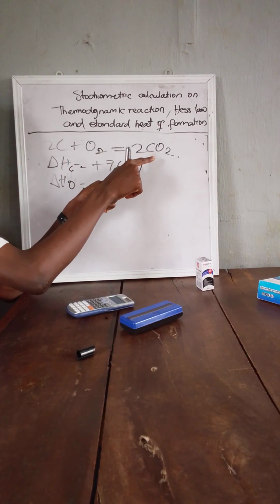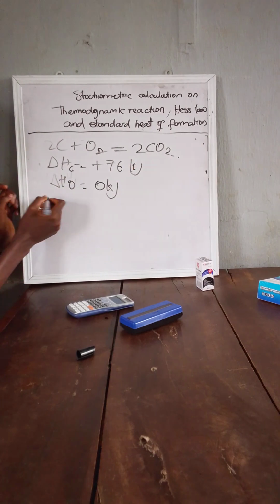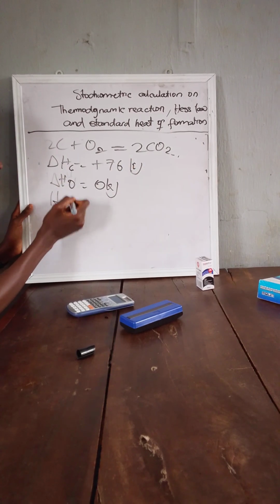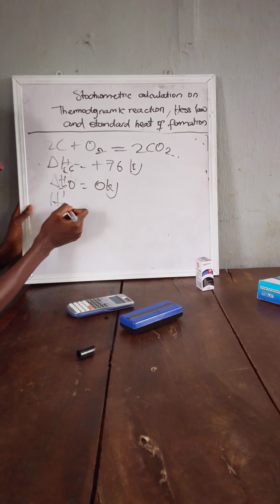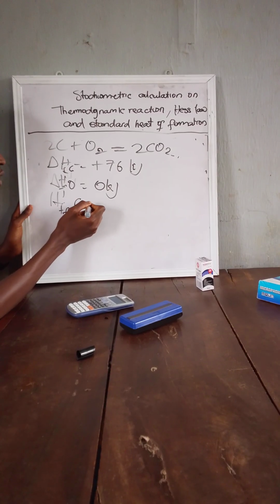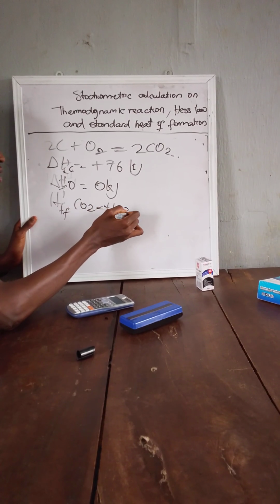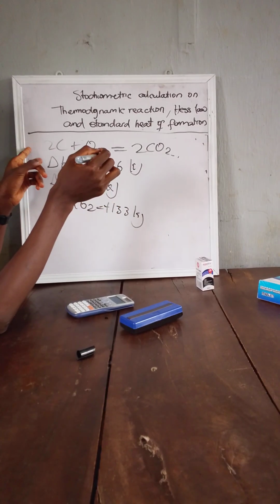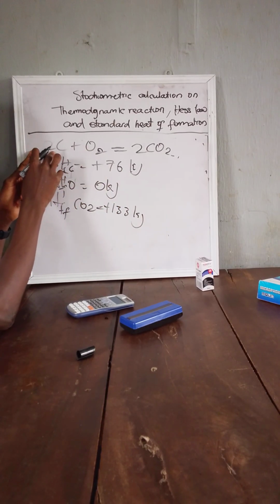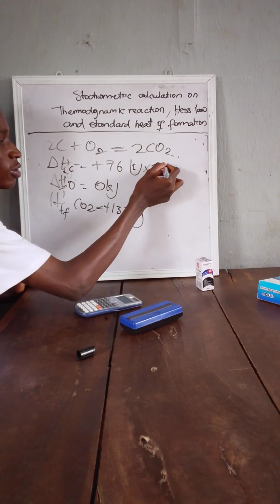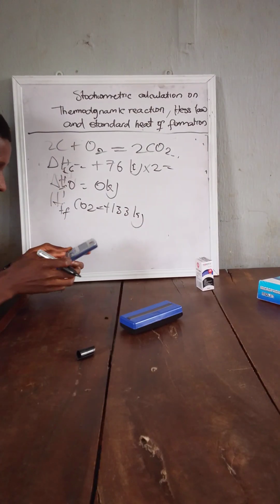Then they will give me that of CO2 as well. My heat of formation of CO2 will be equal to, let's take maybe, plus 133 kilojoules. But note here I have 2 moles of my carbon, so I have to multiply this one by 2. So 76 times 2.